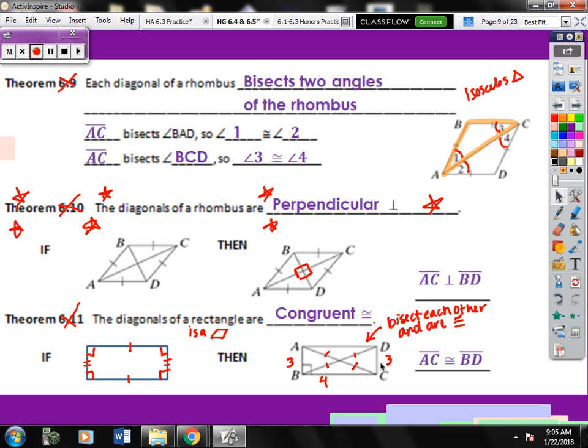What type of triangle is this one? I know we see right triangles, but what type is this little one? Marquise? Isosceles. So you are going to have some isosceles triangles in there.